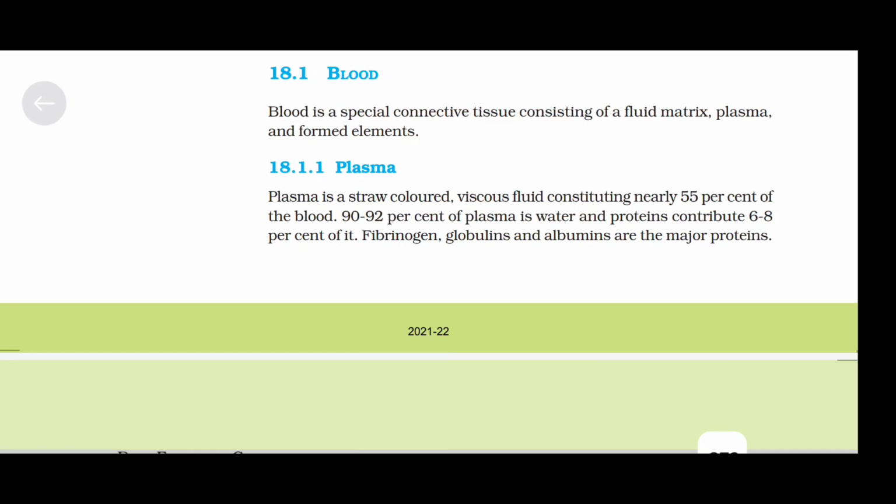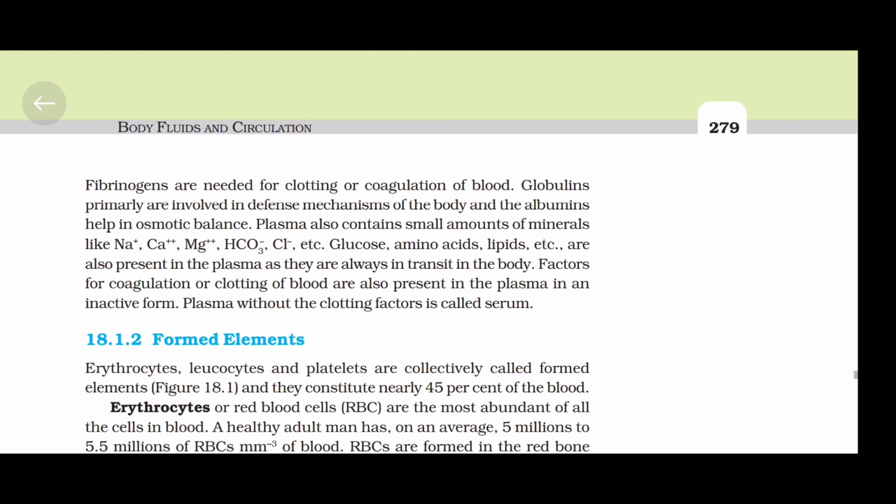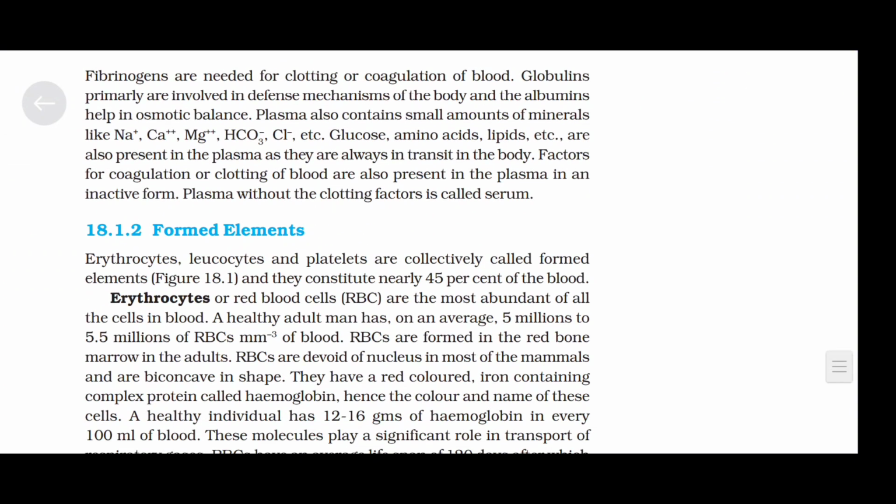90 to 92% of plasma is water, and proteins contribute 6 to 8% of it. Fibrinogen, globulins, and albumins are the major proteins. Fibrinogens are needed for clotting or coagulation of blood. Globulins primarily are involved in the defense mechanism of the body, and the albumins help in osmotic balance.